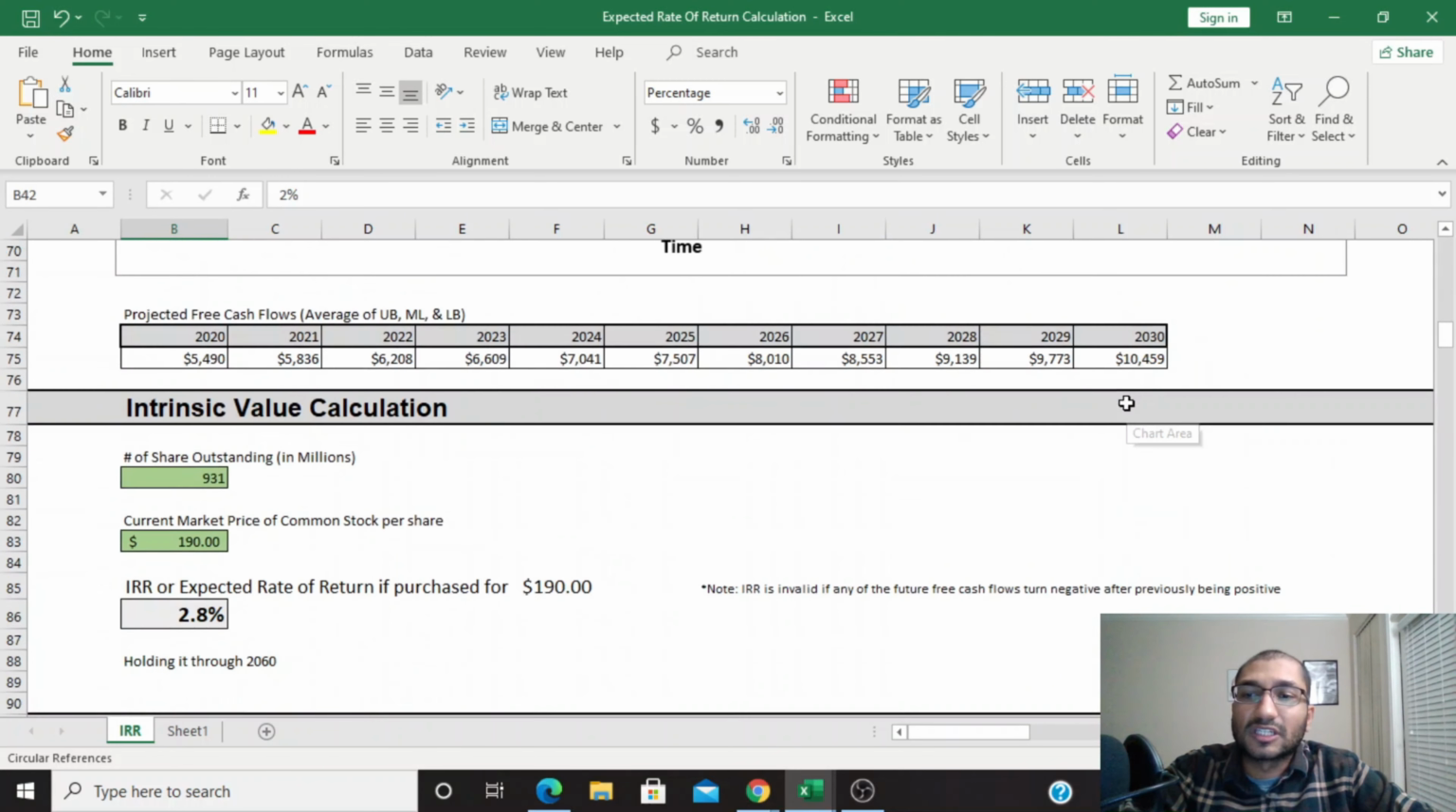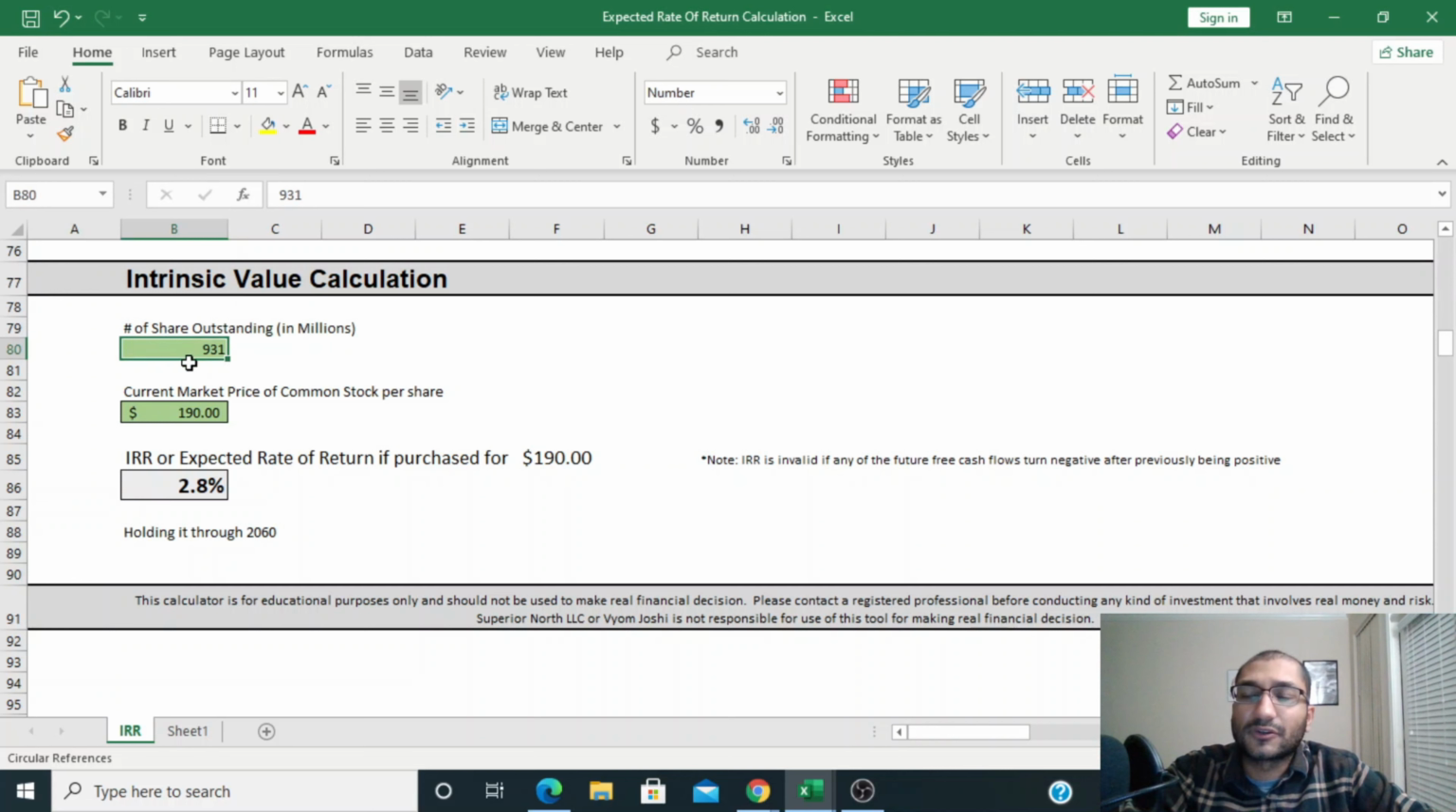After taking into account the number of shares outstanding, which is at 931 million shares, at the current stock price of about $190 per share, we can expect to get an annual return of about 2.8% on this investment. What this means is if you were to purchase a share of Texas Instruments at the current stock price of about $190 per share and hold the security through 2060, then we can expect to get an annual return of about 2.8% on this investment.